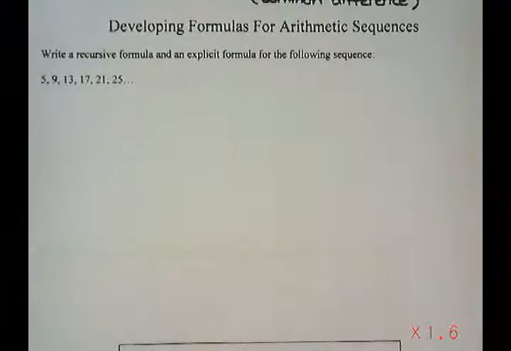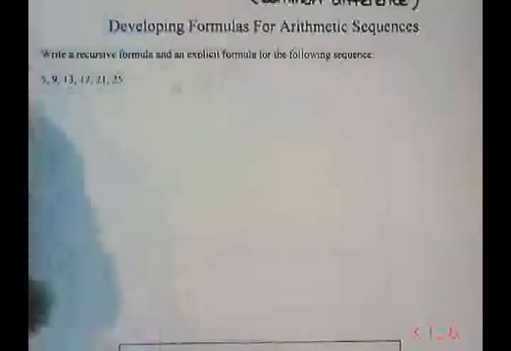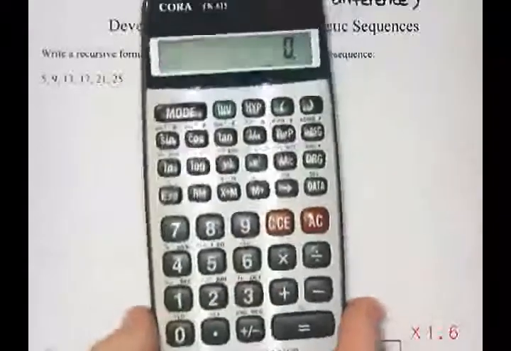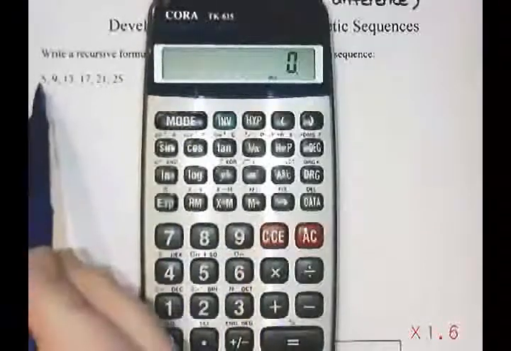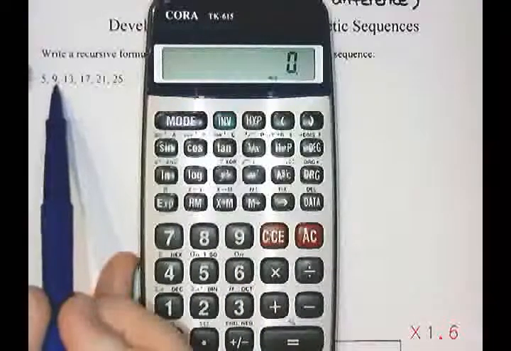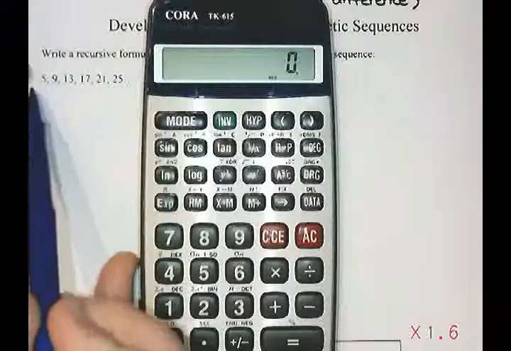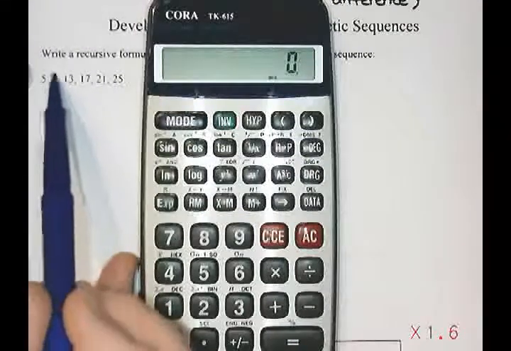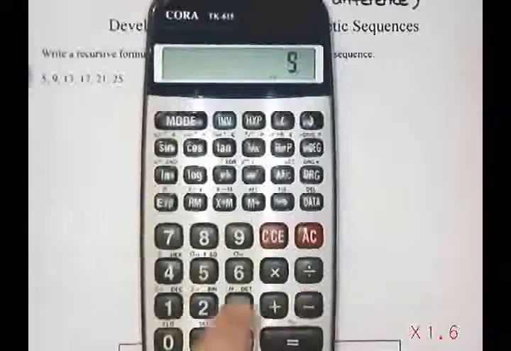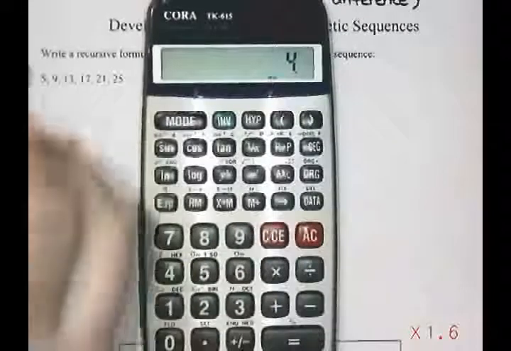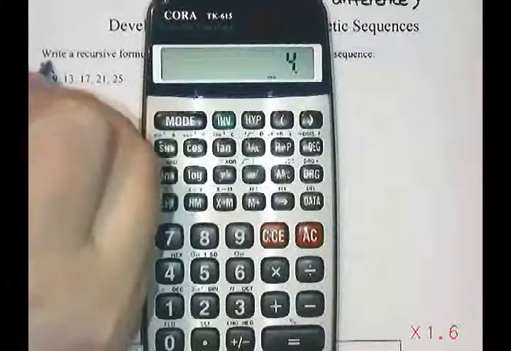So the first thing you should always do whenever you're looking at a sequence is try to figure out what the pattern is. So I'm looking at 5, 9, 13, 17, 21, and 25. And if nothing immediately jumps out at you, take out your calculator and try some things. So if I'm trying to find the pattern, I'll usually take the second number and then either add or subtract, multiply or divide to see what I can get to turn it into a 5. So in this case, I'm going to try doing 9 take away 5, which is 4. So to get from 5 to 9, I've added 4.